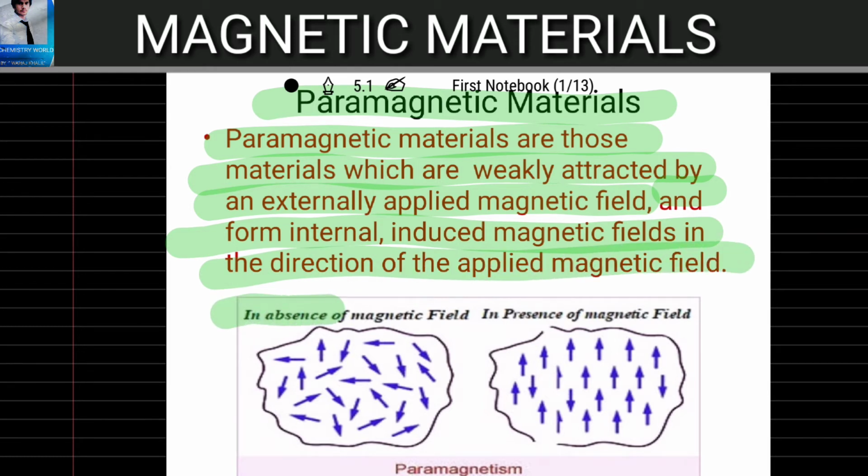In the absence of a magnetic field, you can see that the electrons are moving here and there, their charges are in random motion, but in the presence of a magnetic field, they have an induced magnetic field in the presence of the external magnetic field. It is a paramagnetic material, and the phenomenon is known as paramagnetism.